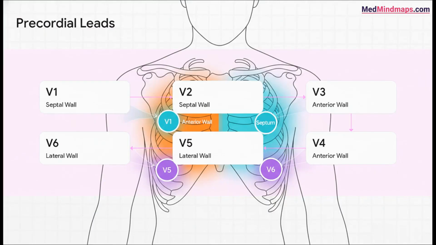All right, next up we have the 6 precordial leads. These are the ones that go right on the chest. They're placed in a sequence right across the chest, and they give us this amazing horizontal slice view of the heart. So V1 and V2 look at the septum. V3 and V4 check out the anterior wall, and V5 and V6 cover the lateral wall. See that nice progression? That's going to be so key for localizing problems later.